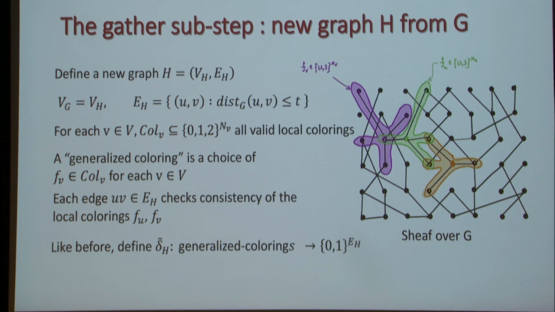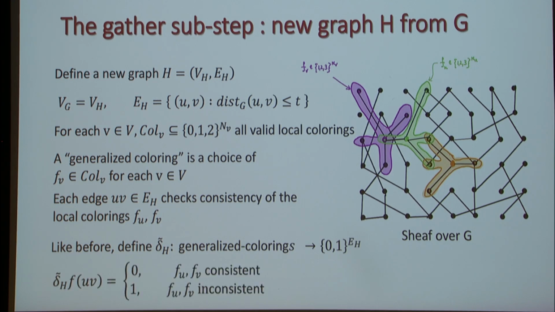Okay, and now again we define this operator delta. What is the delta now? It takes a bunch of local colorings and it gives values to the edges. So it tells us which edges are happy and which edges are not. So we will define delta at an edge UV to be 0 if FU and FV are consistent, and to be 1 if FU and FV are inconsistent. So again, now you're not mapping from 3-colorings to edges, you're mapping from generalized colorings to edges. But it's the same idea. Delta just gives you an indicator of which edges are unhappy.